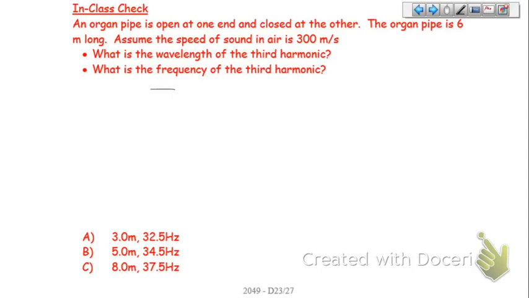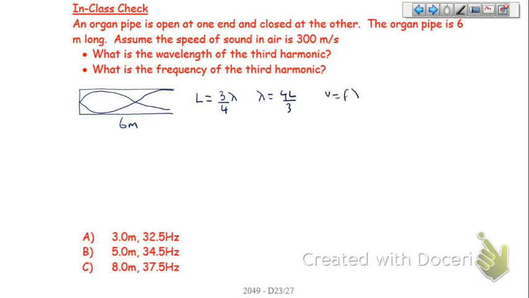Organ pipe is open at one end. The pipe is 6 meters long. Speed of sound is that. What is the wavelength of the third harmonic? So now I've got to remember, that's the second pattern. L is equal to 3 over 4 lambda. So lambda is equal to 4L over 3.